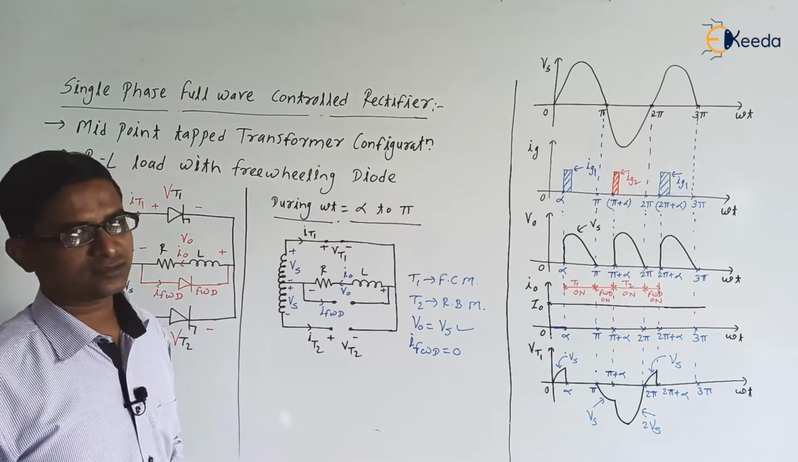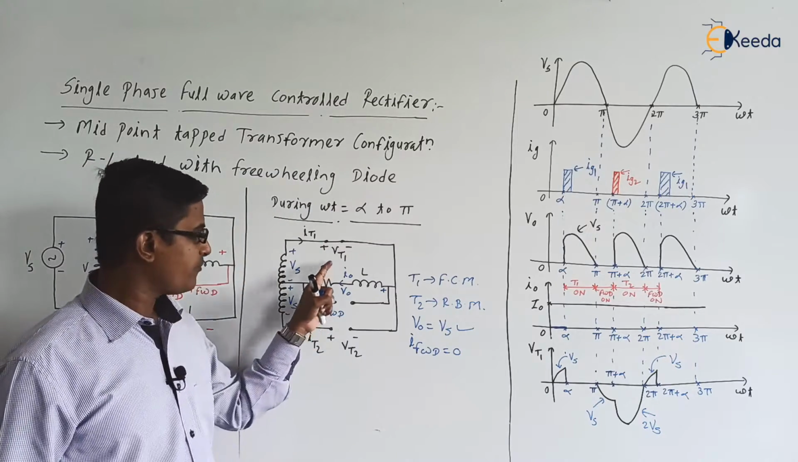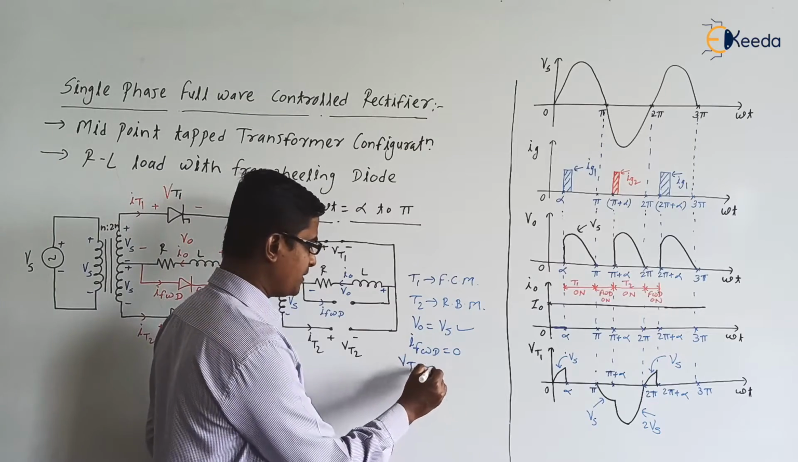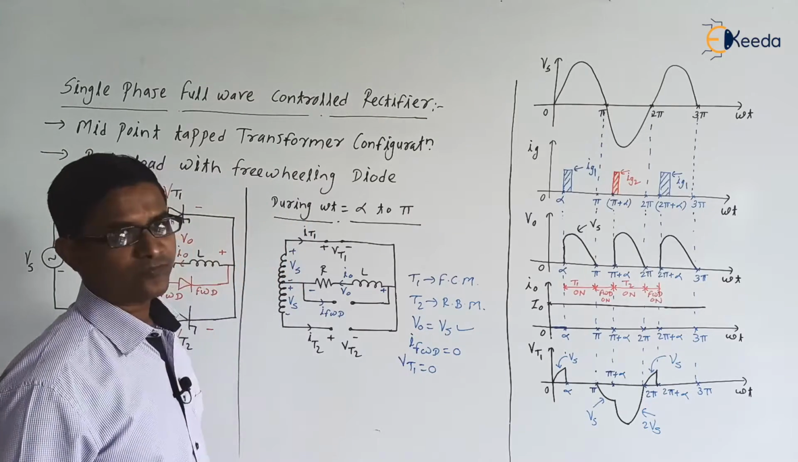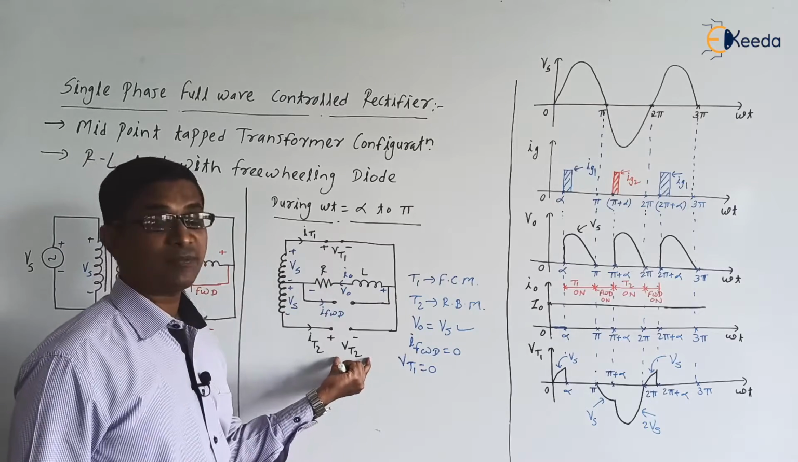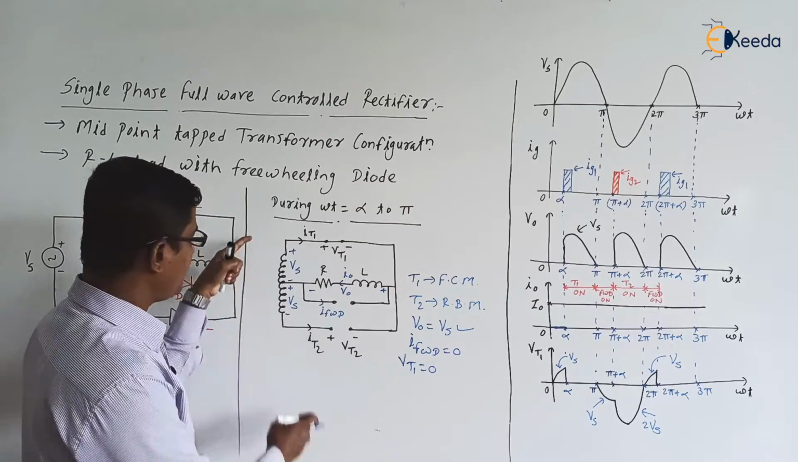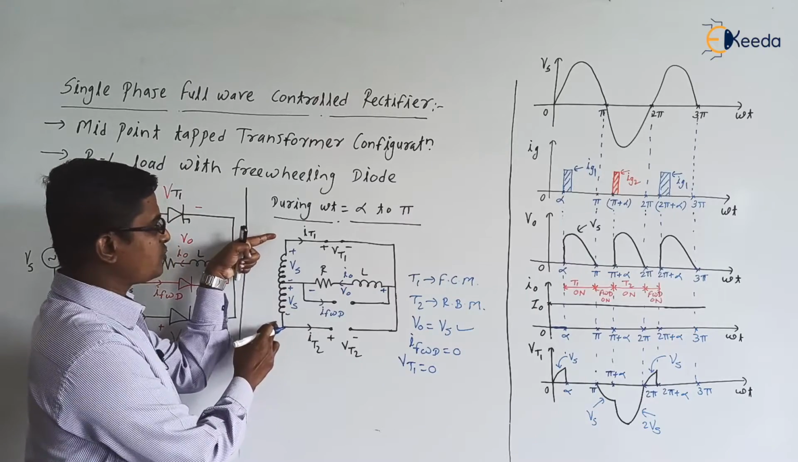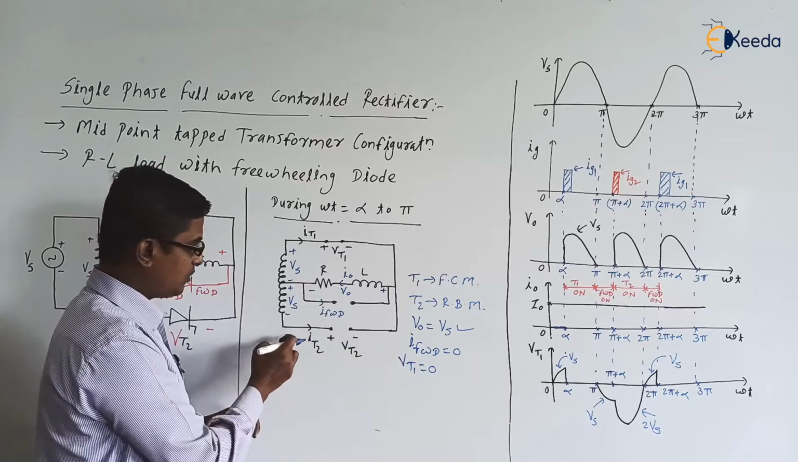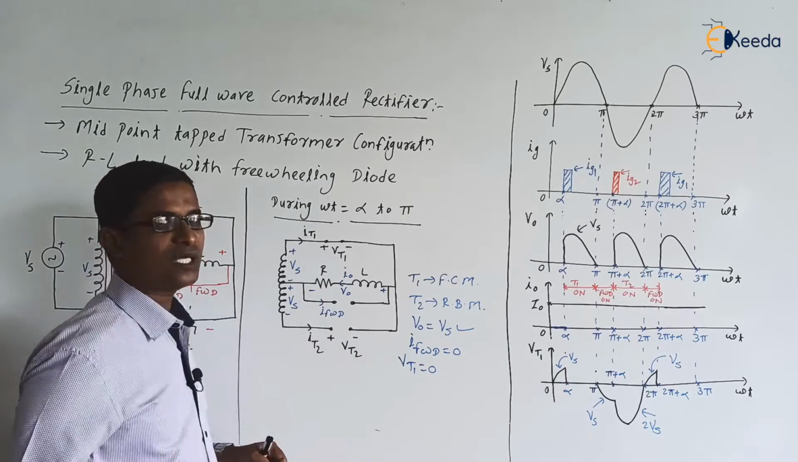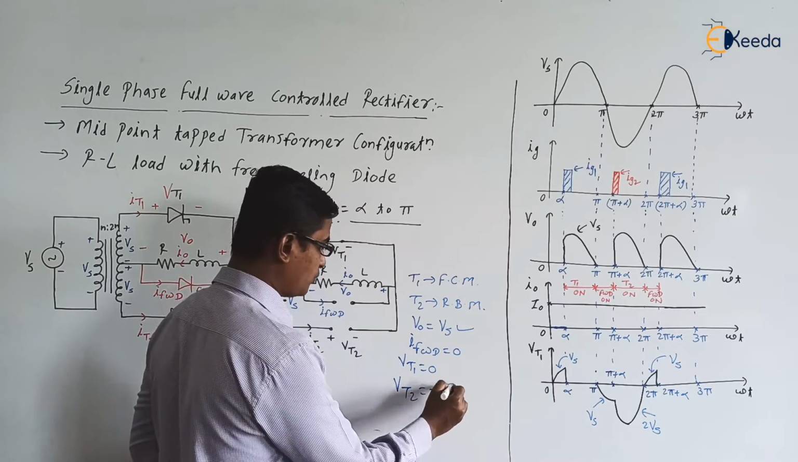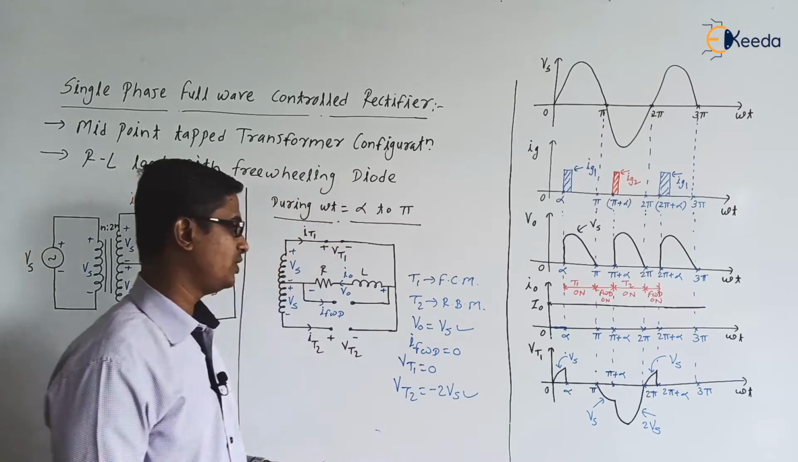Next, VT1 is 0 volt, as thyristor T1 is in the on state. What about VT2? Out of the two thyristors, one is in the on state, so what about the voltage appearing across the second thyristor? It will be minus 2 Vs. The total voltage is 2 Vs, but the highest potential is appearing at the cathode of thyristor T2 and the lowest at the anode of thyristor T2. Therefore VT2 will be equal to minus 2 into Vs.